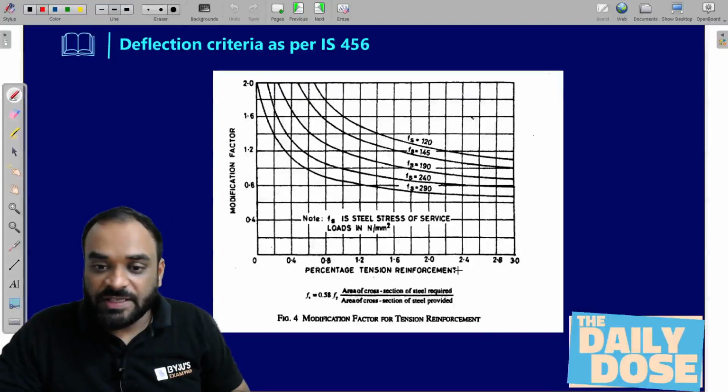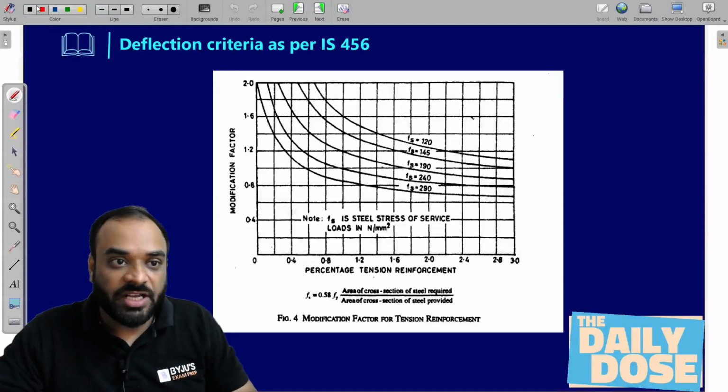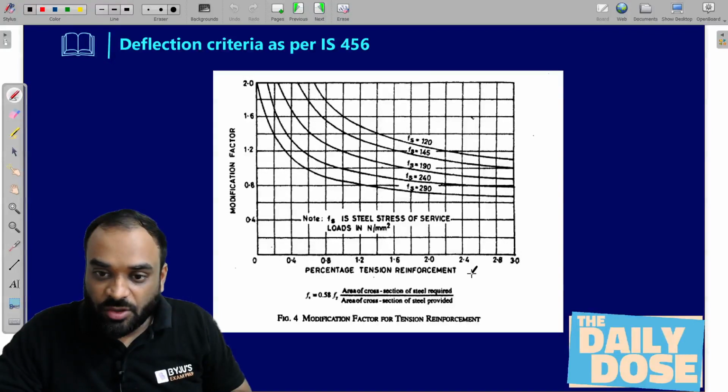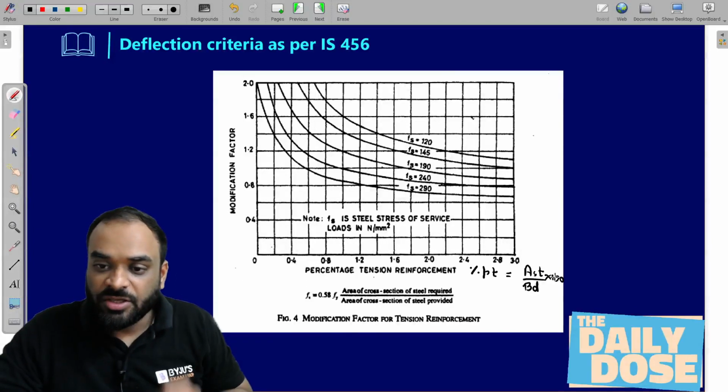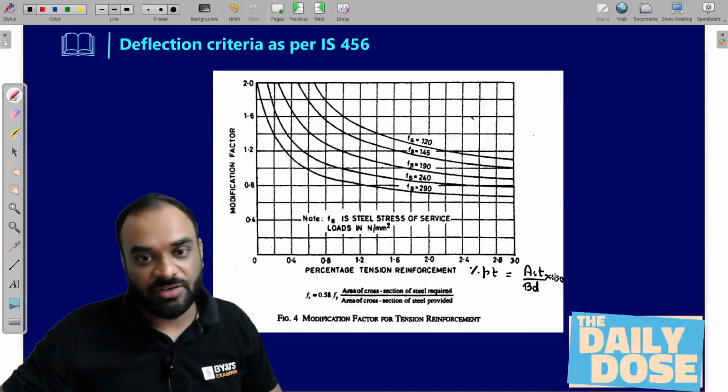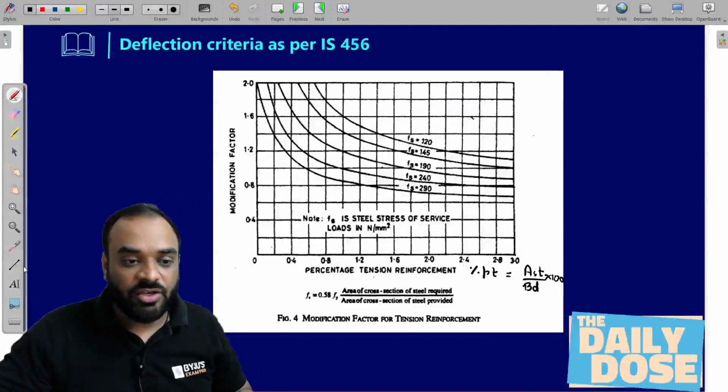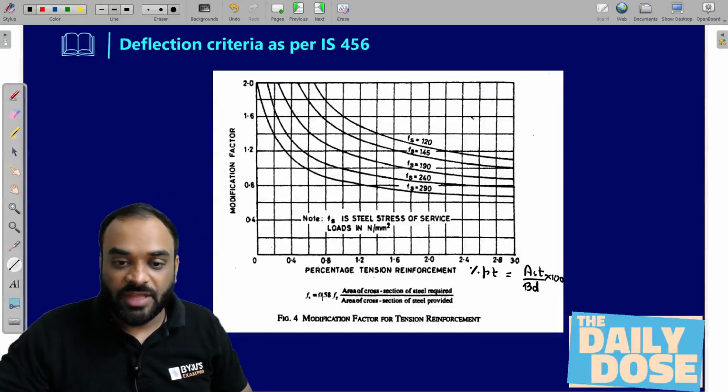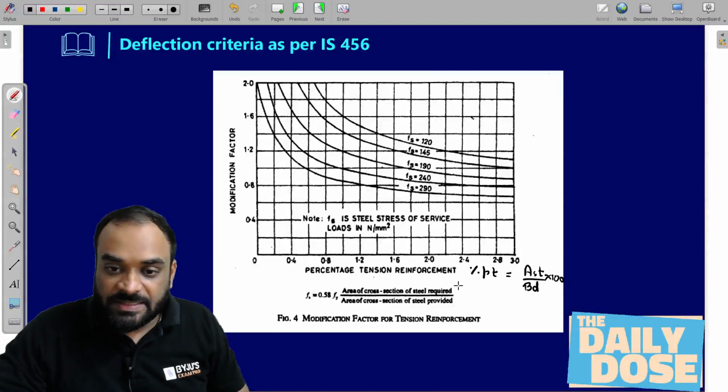First of all, guys, this is the percentage tension reinforcement on the x-axis. This is Pt. How can we calculate it? It is very easy. We write Ast divided by B into D and multiply by 100, and you will get the percentage of tension reinforcement. Now there is one value, guys, which we need to calculate. That is the Fs value. And Fs is equal to 0.58 Fy multiplied by Ast required.